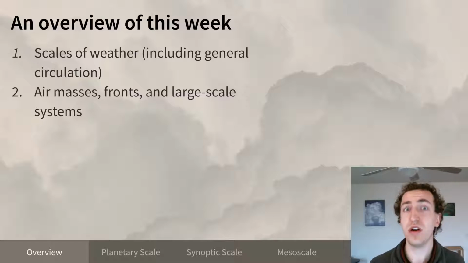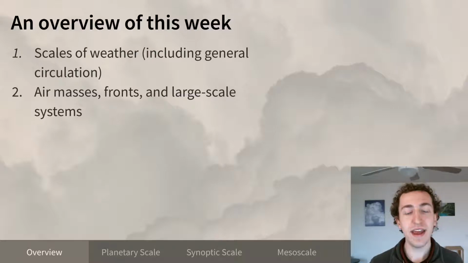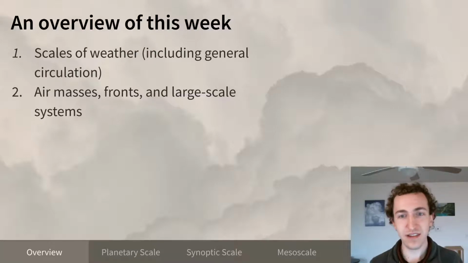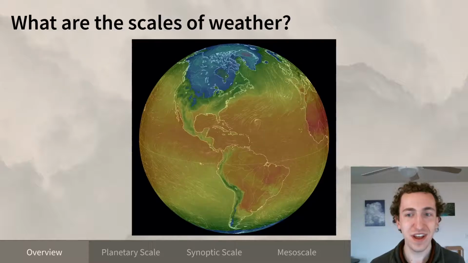We'll also touch on the general circulation pattern that we see in the atmosphere when we talk about planetary scale in this first part of this two-part lecture. And then the second pair of lecture videos will be moving on to a synoptic scale focus where we talk about air masses, fronts, and large scale systems. Now, in order to make those terms make sense, let's get into an overview of the scales of weather.